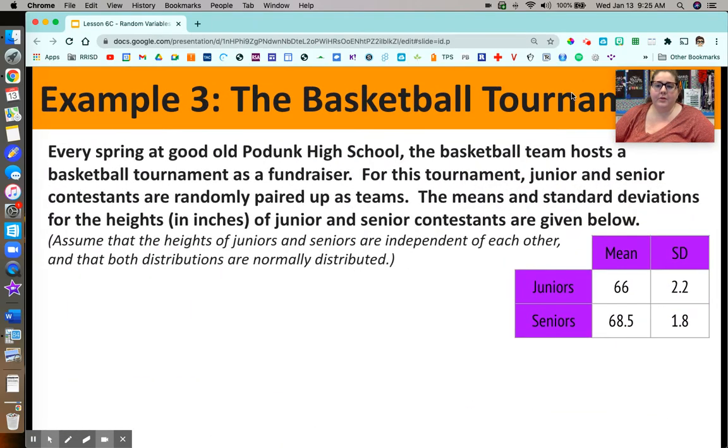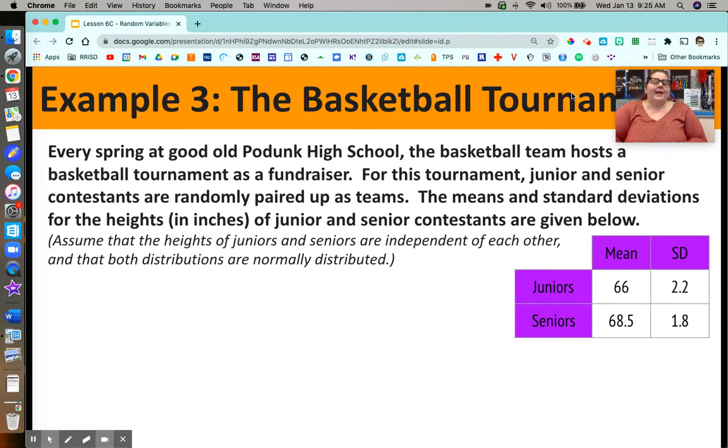Let's do another example. We're going to talk about a basketball tournament. So every spring at good old Podunk High School, the basketball team hosts a basketball tournament as a fundraiser. For this tournament, junior and senior contestants are randomly paired up as teams, and the means and standard deviations for the heights of the players are given below. So we have the mean height for juniors and the standard deviation, and then the mean height for seniors and the standard deviation, for at least the ones that are participating.